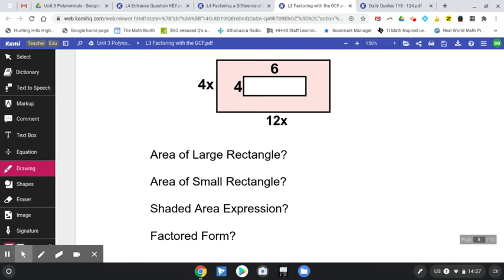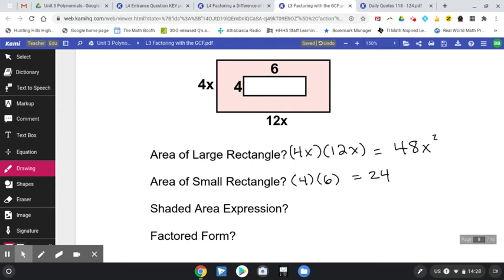So the very first thing we're looking at is finding the area of the large rectangle. So we're looking at this, the full rectangle. And all we have to do is length times width. So 4x times 12x is equal to 48x squared. And the small rectangle, the one that is in the center, that white rectangle, the length times the width is 24.